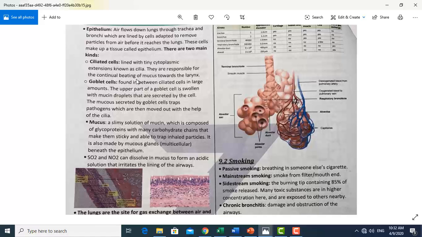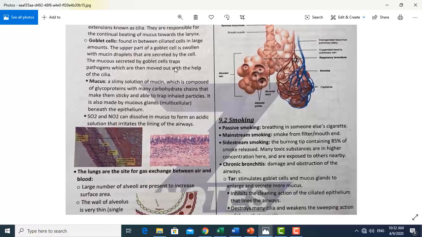And the goblet cells are found between the ciliated cells in large amounts. The upper part of the goblet cell is swollen with mucin droplets. This is the mucous membrane, and the mucus is secreted by this cell. The mucus secreted by the goblet cell traps the pathogens, which are then moved out with the help of the cilia.